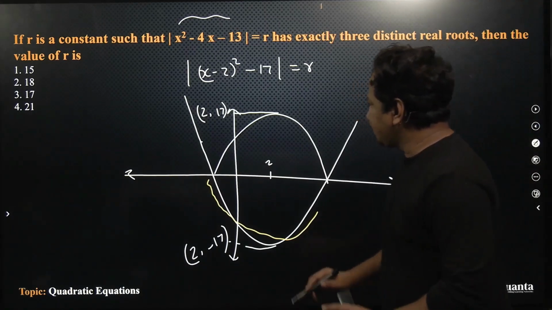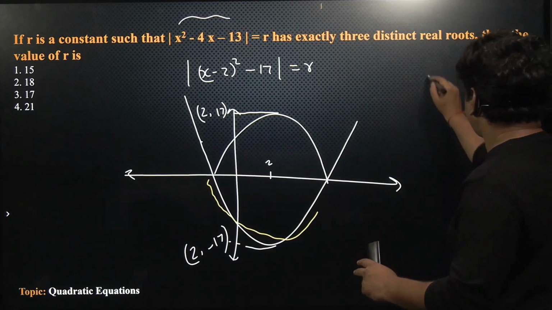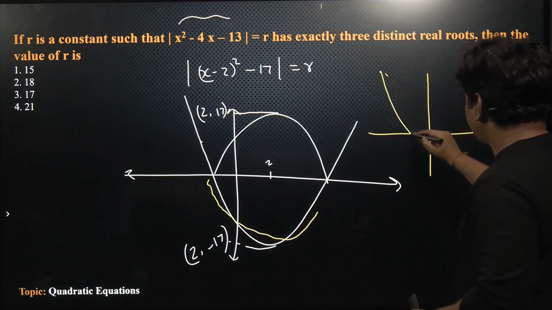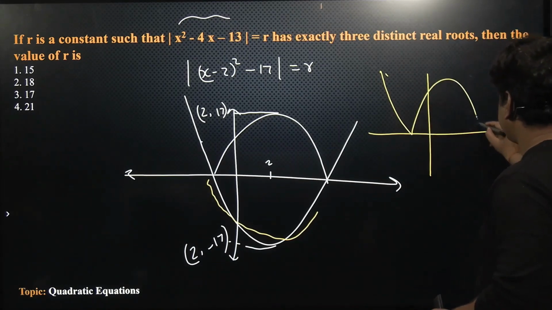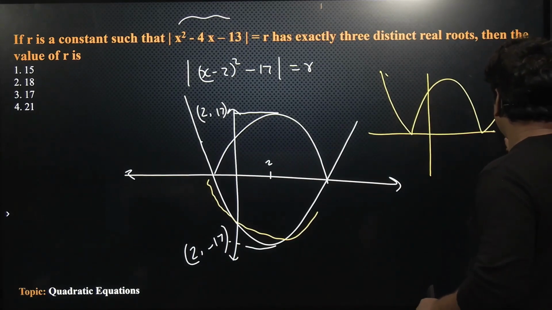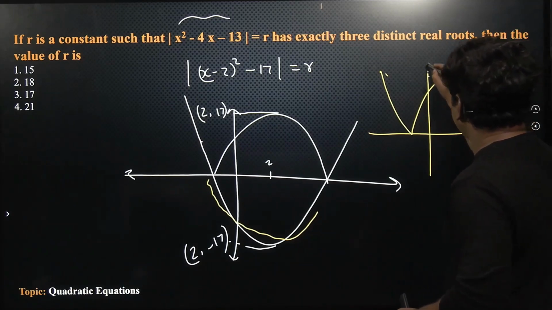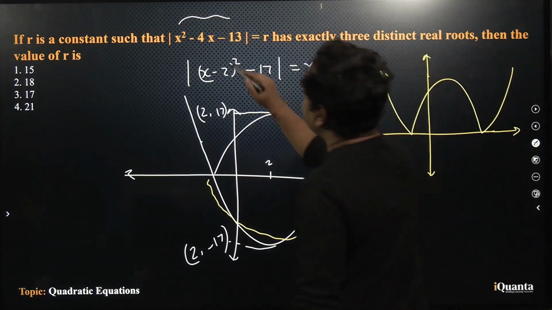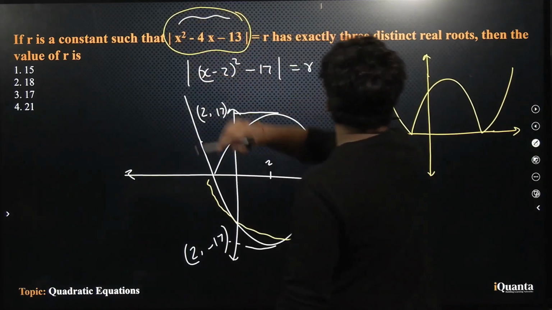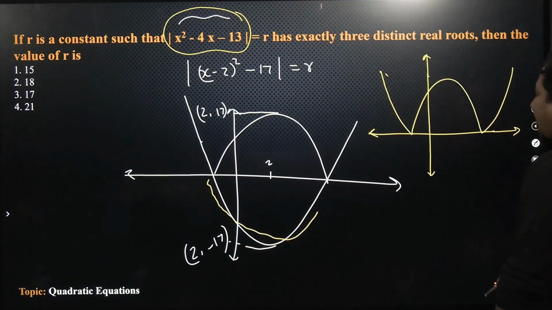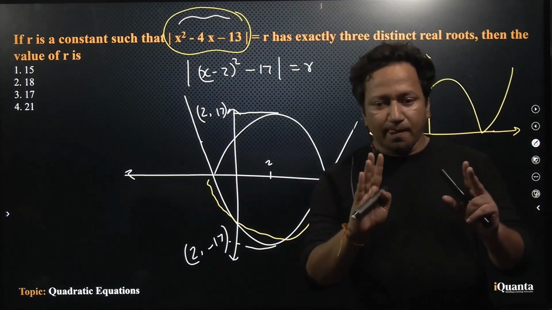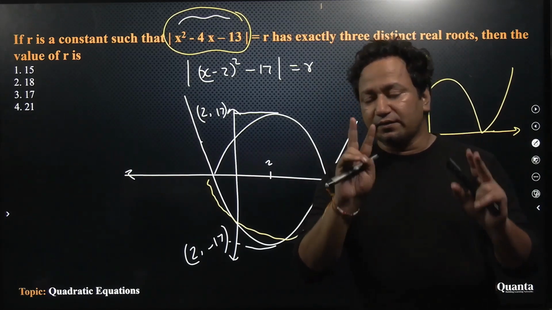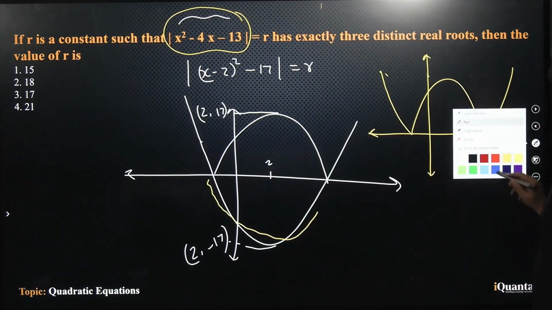Now the graph looks like this. I'll just draw it again for the sake of simplicity. It goes here, then like this, and then like this. And the rest everything we can just ignore. So this is our new graph for this expression on the left-hand side. This is equal to r. And we want to find the value of r which will give 3 distinct real roots.